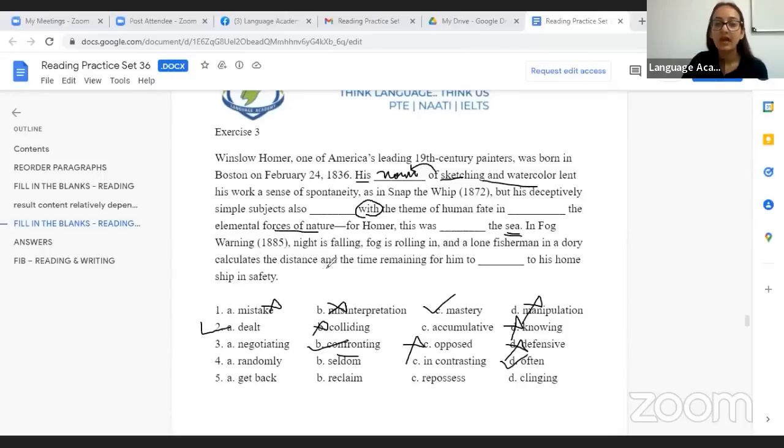In Fog Warning, night is falling, fog is rolling in, and a lone fisherman in a dory calculates the distance and the time remaining for him to dash to his home ship in safety. So the fisherman wants to go back to his home, but let's see. Time remaining for him to get back to his home makes sense. To reclaim, repossess is to take back. So if we are not talking about his home being lost or taken by somebody and he wants to take it back, that's not the topic.